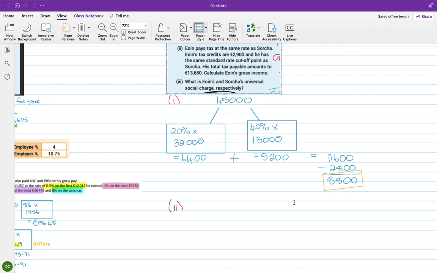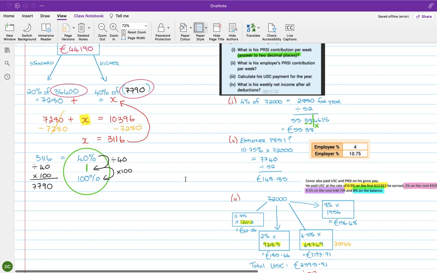So the second one, Owen pays tax at the same rate as Saoirse. Owen's tax credits are 2,900 and he has the same standard rate cut-off point. His total tax payable amounts to 13,680. Calculate Owen's gross income. So that's very similar to this one over here.